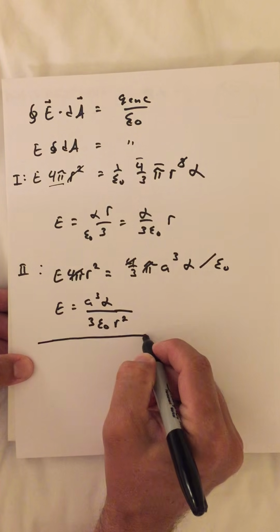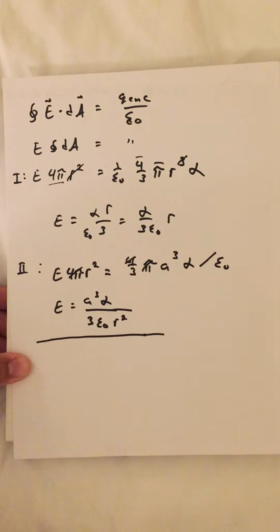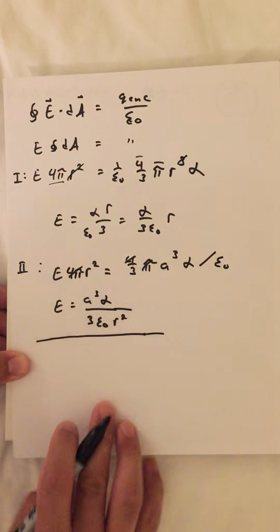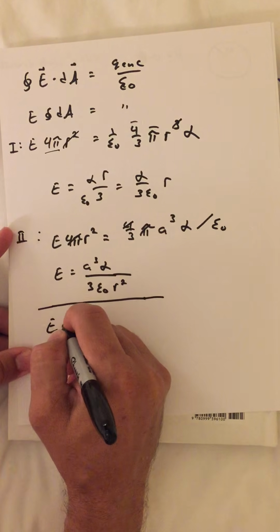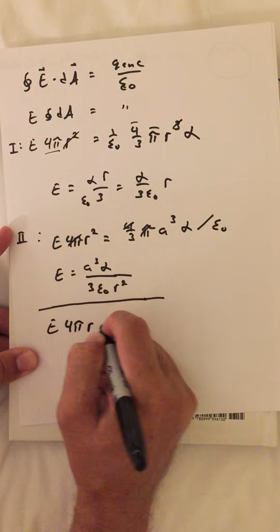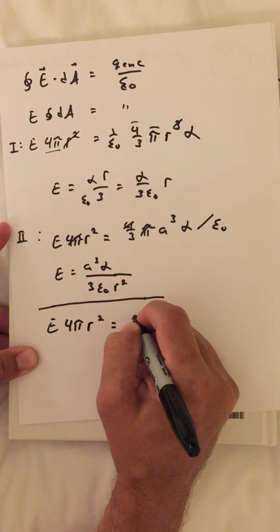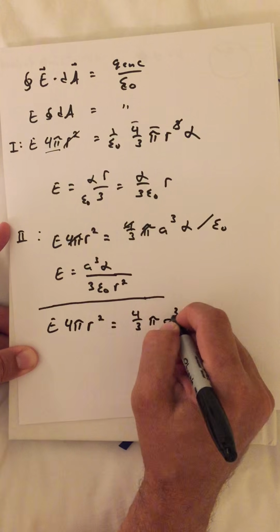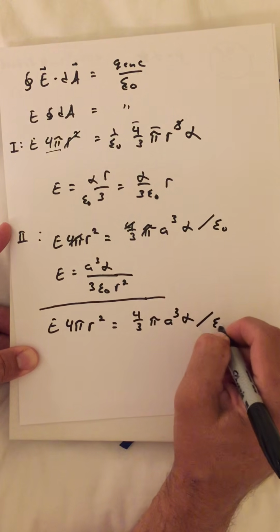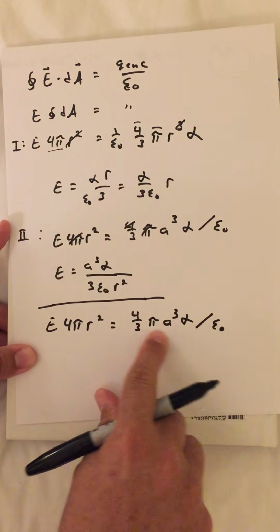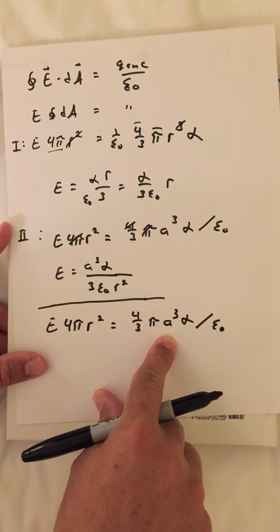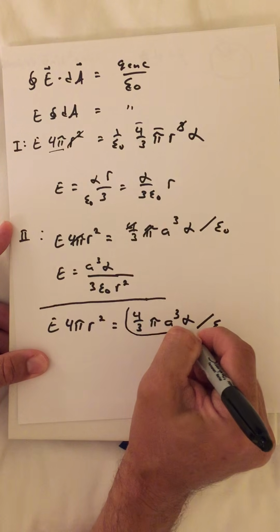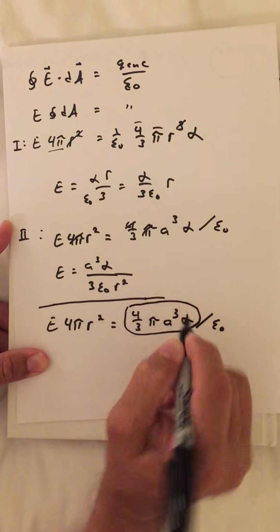Now, let me show you what I meant to do and maybe a different way to think about this, although this is correct. Let me rewrite this step. Sorry, I got ahead of myself. E times 4 pi r squared is equal to 4/3 pi a cubed alpha over epsilon naught. Let's look at the term here, 4/3 pi a cubed alpha. What is this? This is the total charge enclosed.